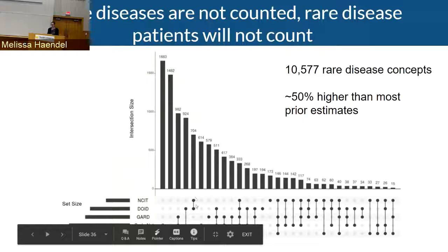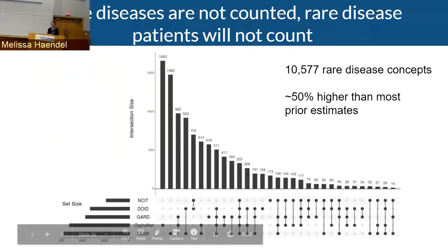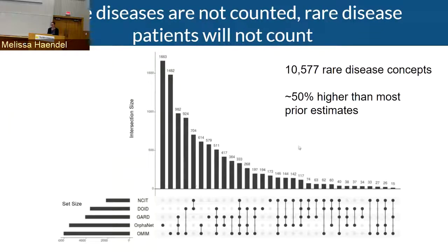The way these plots work is that the dots show the sources, and the number shows the number of terms that are found in both of those sources. So here in NCIT and the disease ontology, we have 704 shared concepts between those terminologies. It's an interesting way of looking at the spectrum across all the different resources. And we actually just wrote a little paper about this.